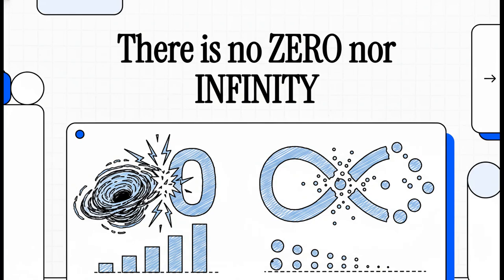What if I told you that two of the most fundamental ideas we have, zero and infinity, don't actually exist? Not in the real world anyway. What if our universe, the one we're all in right now, has hard limits, a smallest possible size and a biggest possible scale? Well, let's dive into this, because this idea really changes how you look at everything.